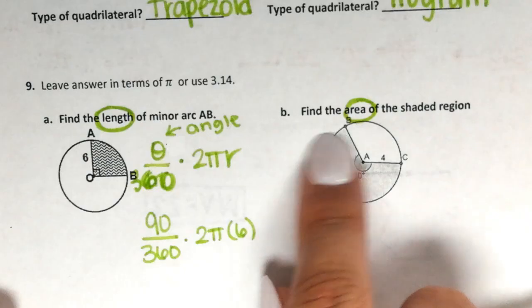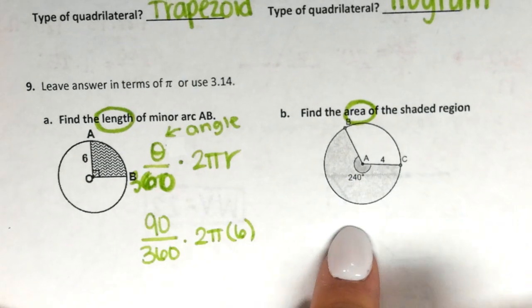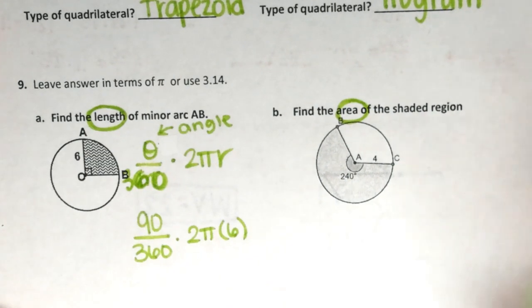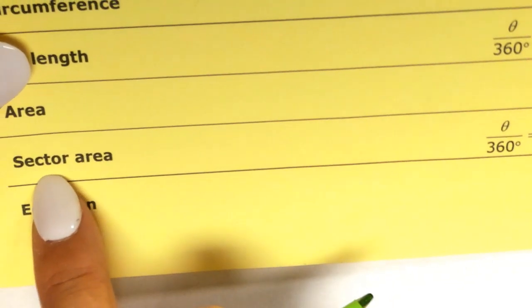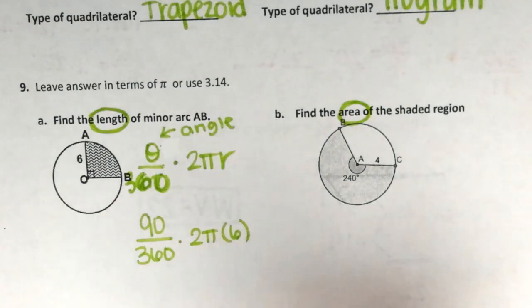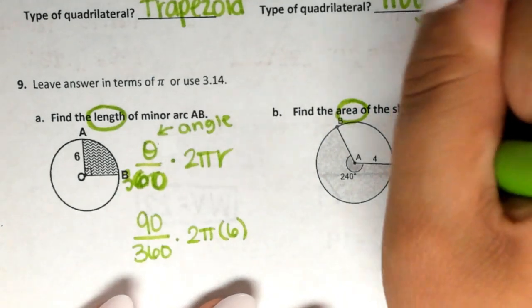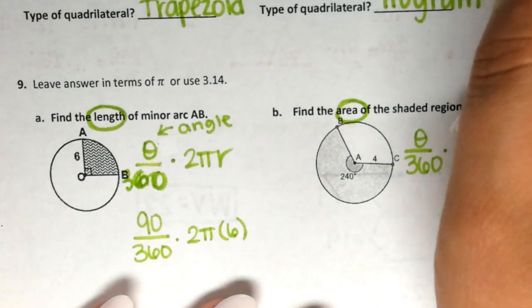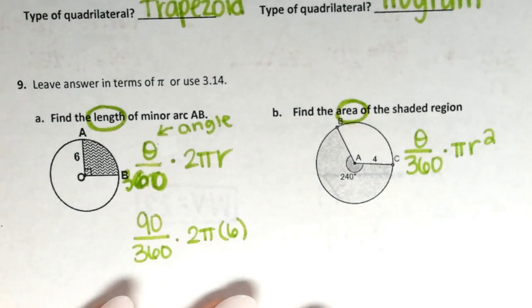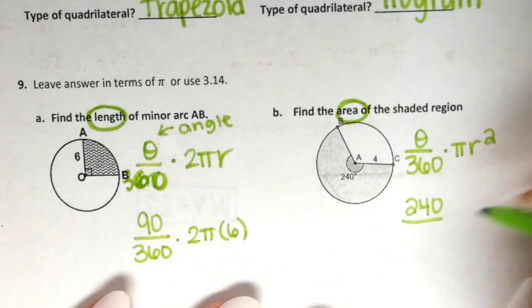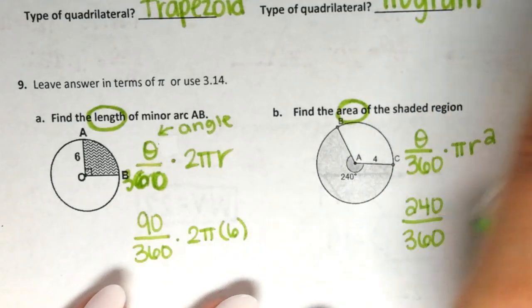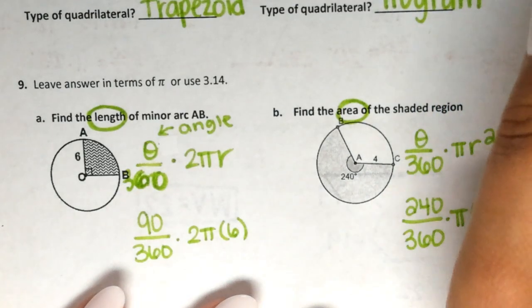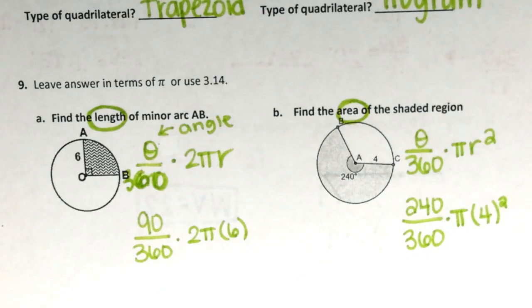Okay. Area of a shaded region, same concept, but which formula are you going to use? Don't use the regular area formula. Use sector area because it's the shaded. So what is that going to be? Theta over 360 times pi r squared. What's my theta this time? 240. It can be the bigger shaded area. You're doing the shaded area, so you're doing that. Pi, what's my r this time? 4. And put that in the calculator and it'll give you an answer.